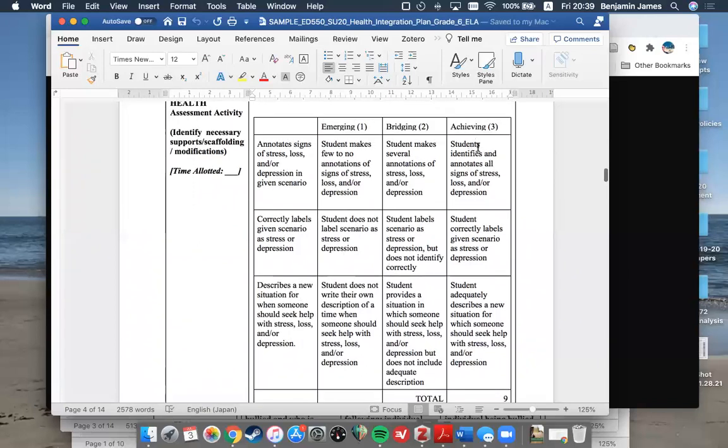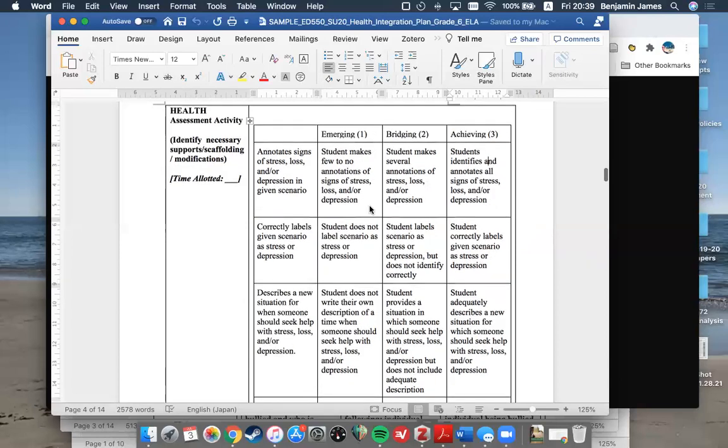The achieving is students identify, there's the word, and annotate all signs of stress, loss, or depression. Student correctly labels a given scenario as stress or depression. They're pretty close here. There's probably a way to collapse these into one. And any time you have two criteria that are mutually exclusive, meaning if you get a 3 here, then you're automatically going to get a 3 here, and there's no chance of them getting a different score, then that's probably a sign the assessment can be tightened up, because there's repeated information here.